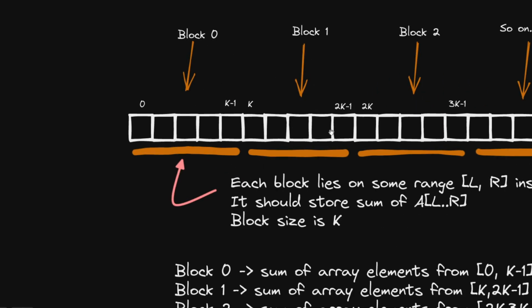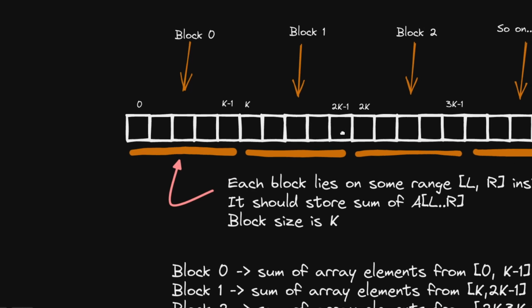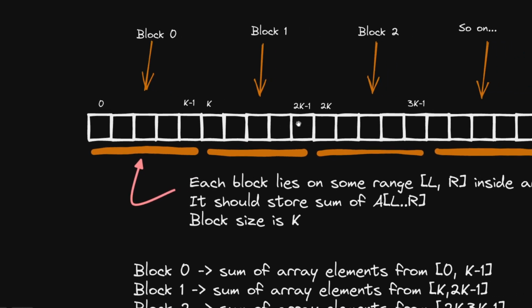So let's say we are asked to update the index 2k minus 1 with some value. In that case what we can do is simply find out what block this index lies in, which can be found by computing the value of the index divided by the block size.